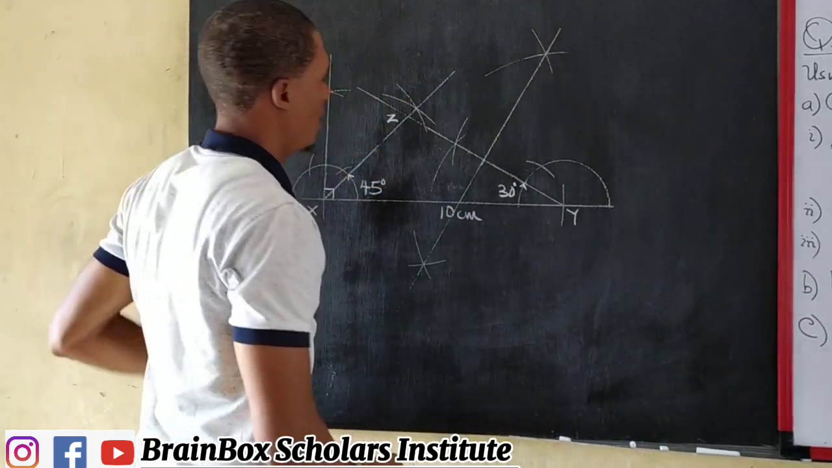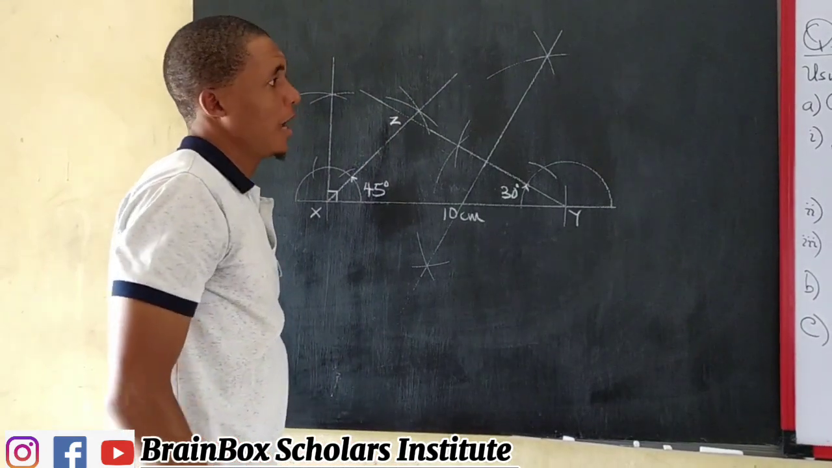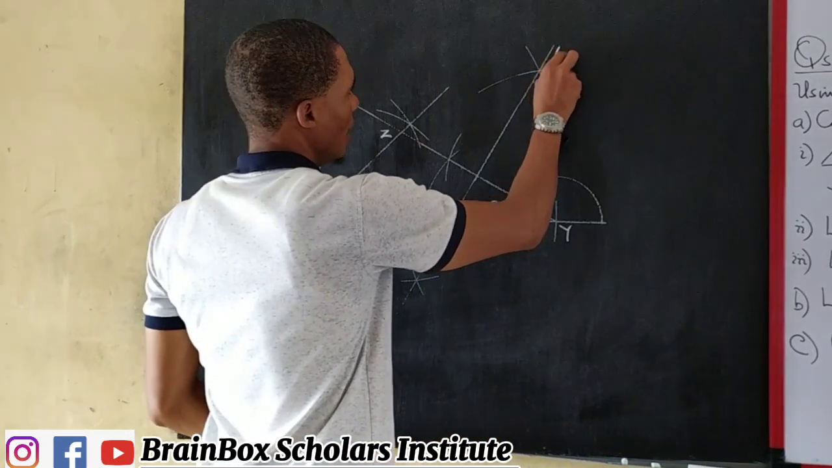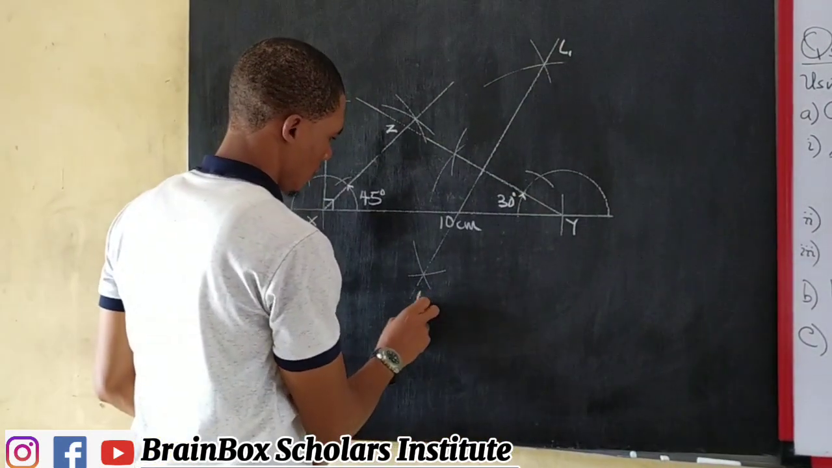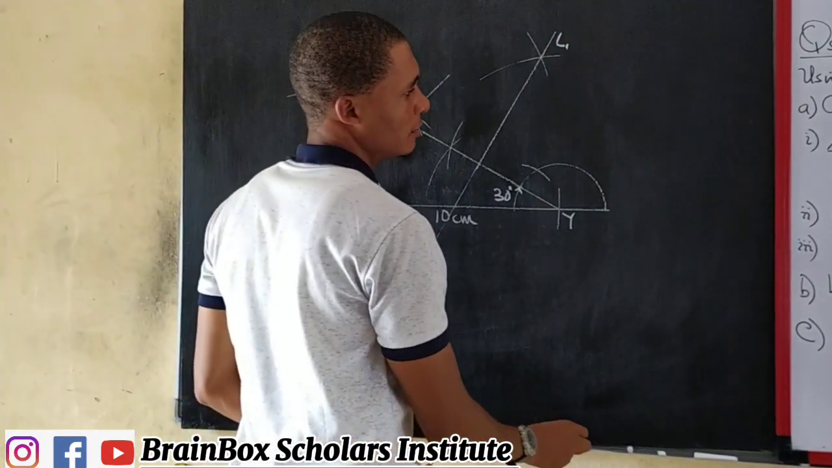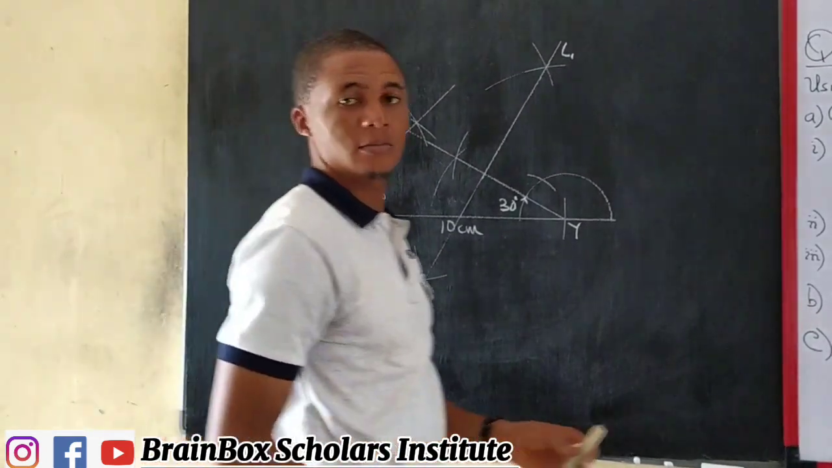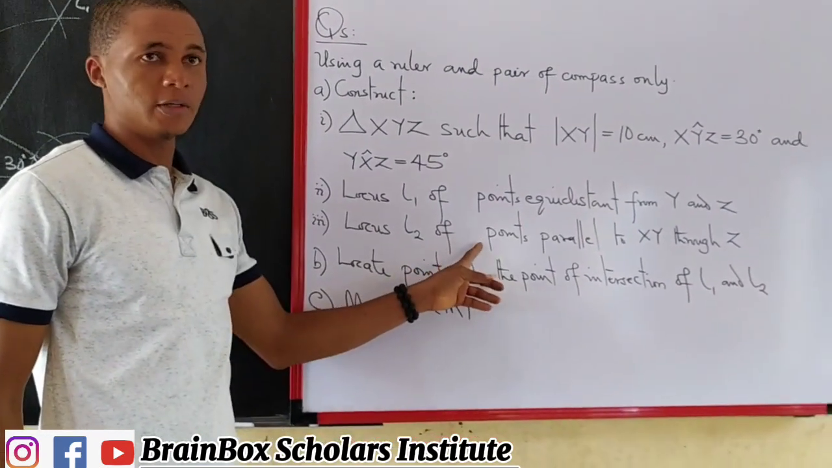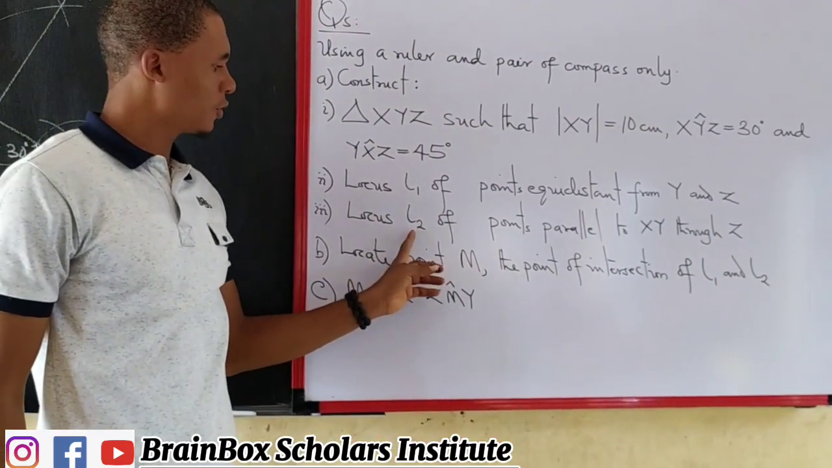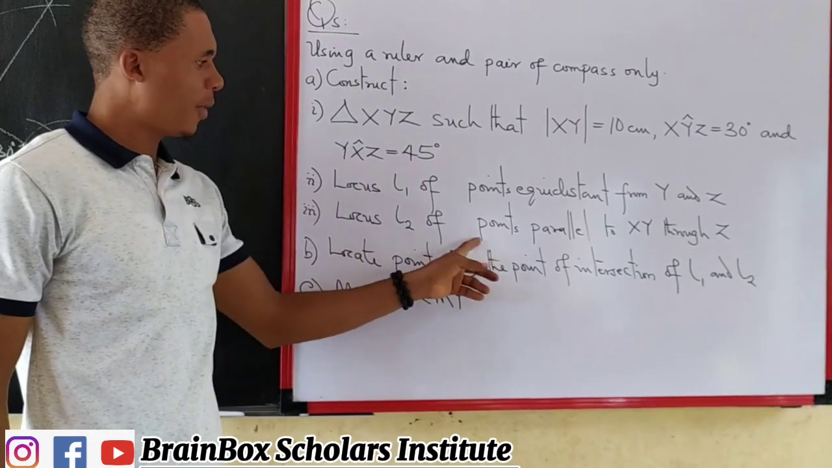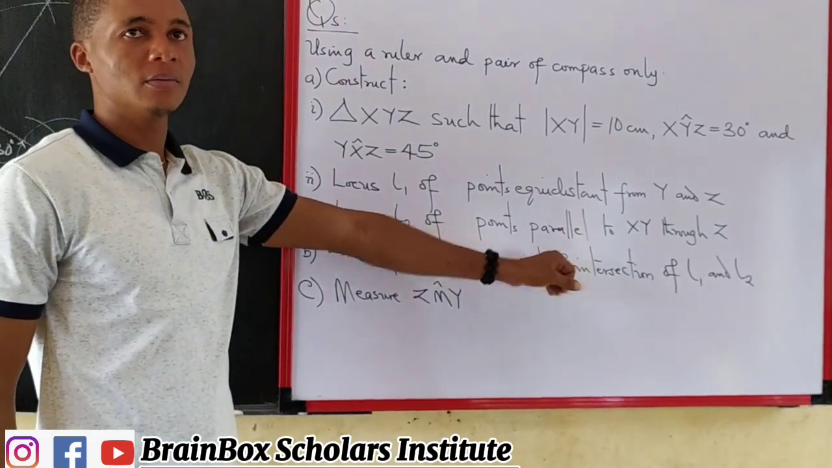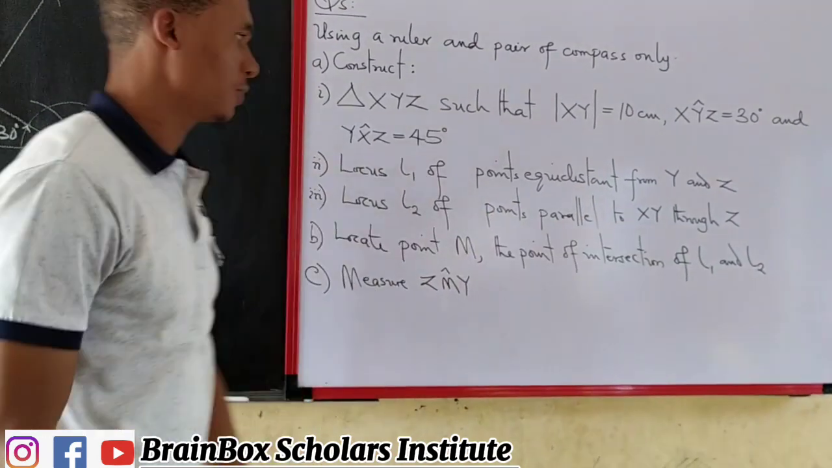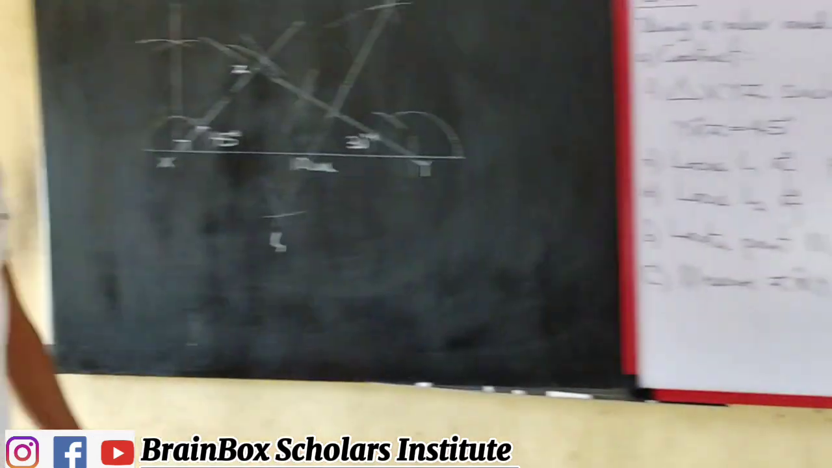Okay. Alright, so I've gotten this and I'll call it my L1. So done. Next one says locus 2 of points parallel. Parallel to what? XY. Okay? That means, pay attention.